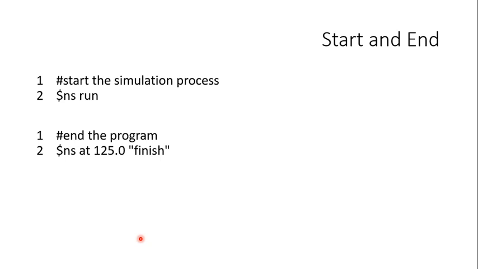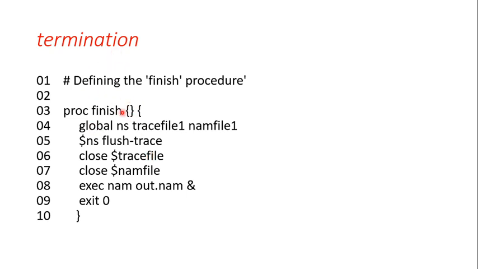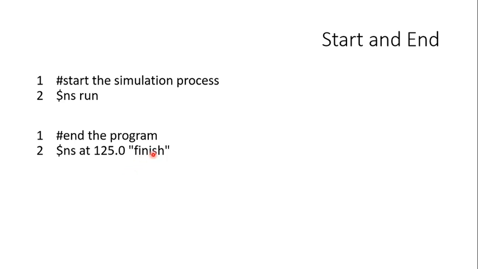Now let us see about the start and end instructions or objects. We have the script where, by using the run command, you can start the simulation, and when you want to end it, you need to call the finish. So it means you start, and after 125 seconds you are calling the finish procedure. Where is the finish procedure? It is here. So you are calling the finish procedure after 125 seconds to end the simulation. This is where you are starting the simulation, and this is where you are ending the simulation.